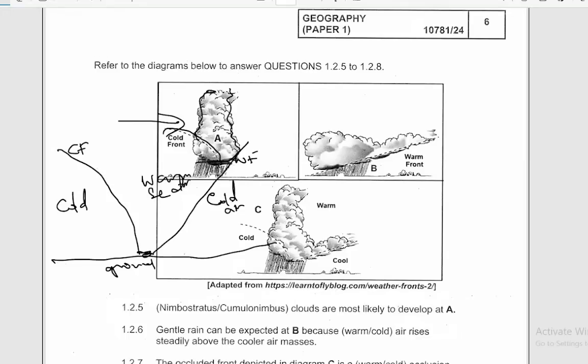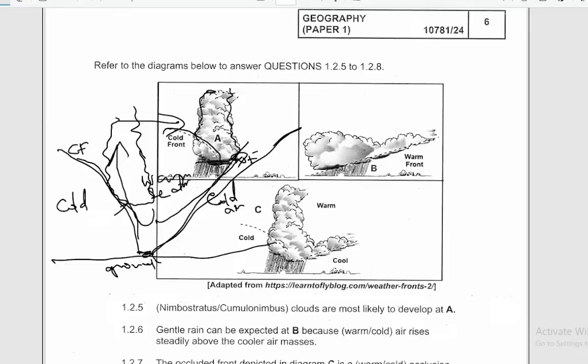But because of the difference in the gradient of these two fronts, this one you can see is steep and this one is gentle. The warm front is basically gentle. The upliftment that happens here is almost vertical because of the steeper gradient, but the upliftment that happens here is gentle, meaning to say condensation will start maybe here and will continue because the air is forced to rise vertically.